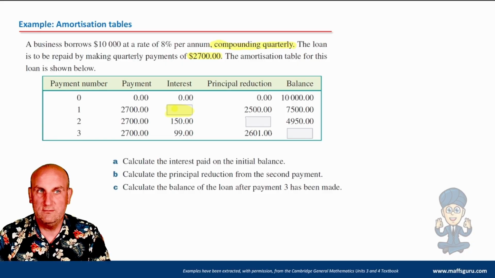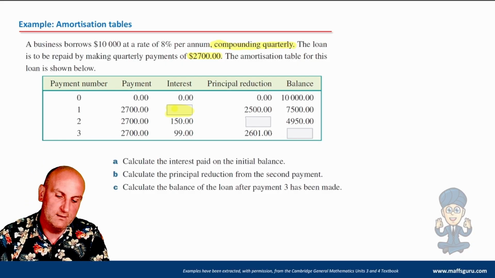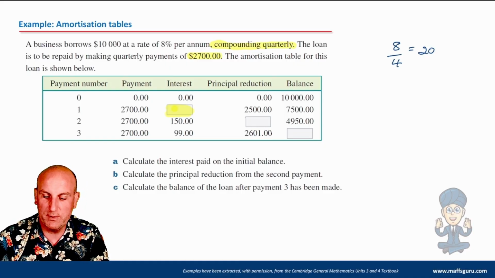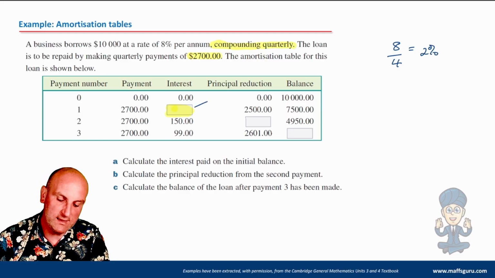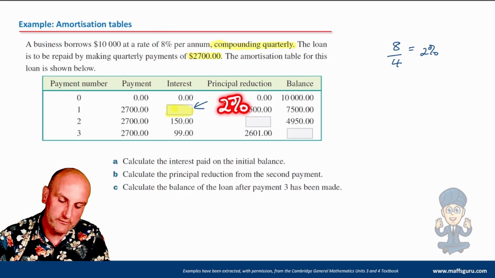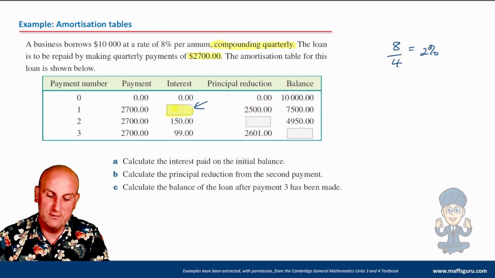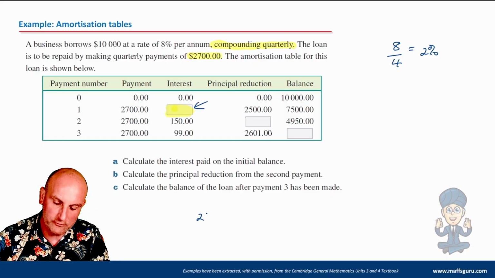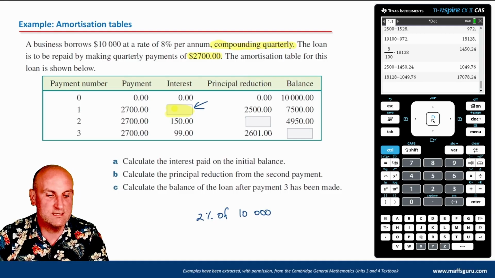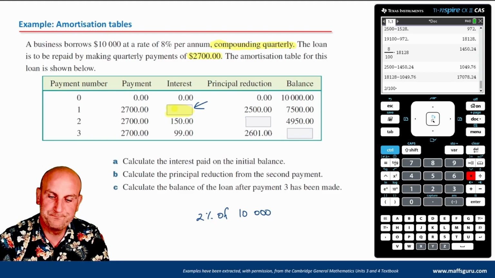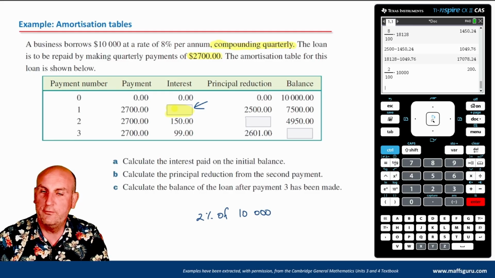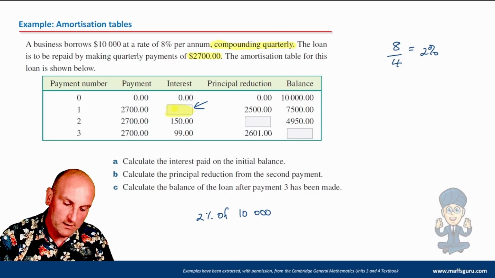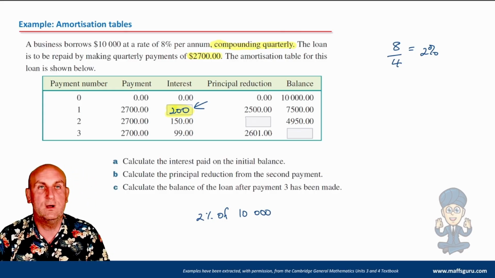Do I know my interest rate? Well, yeah, it's 8%. But if you remember, it's 8%, but it's compounding quarterly. So my interest rate per line of this is actually 2%. So this value here, I want 2% of my previous balance. And how do I do that? I can do that on my calculator. 2% of $10,000. Now you may be able to do that in your head. I'm not going to do that. I'm just going to go 2% of $10,000. 200 bucks. All right, so there we go. So automatically now I know that that interest is going to be $200.